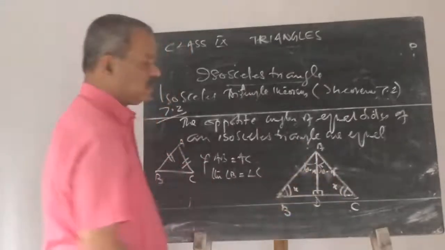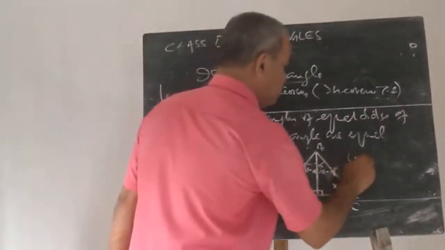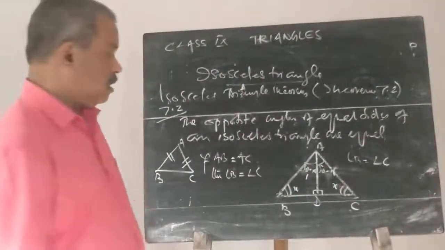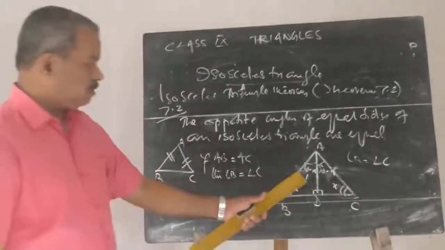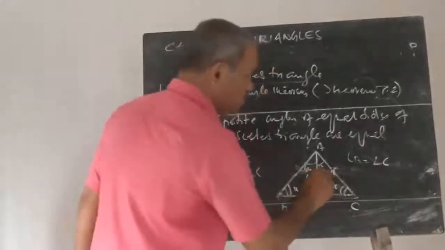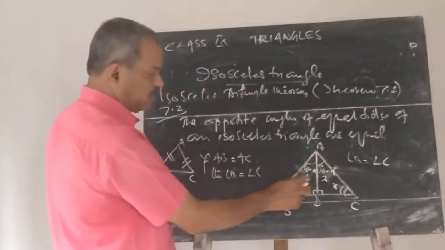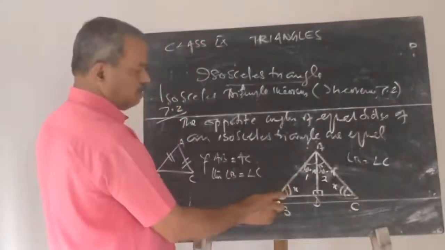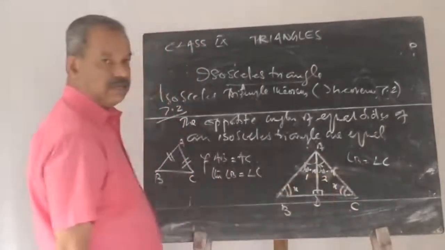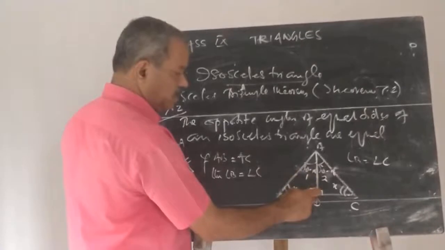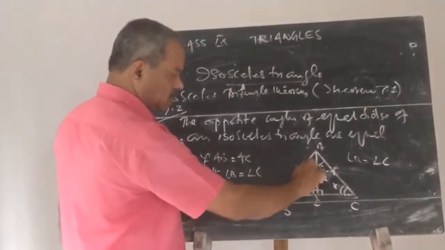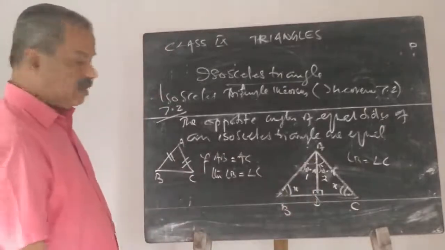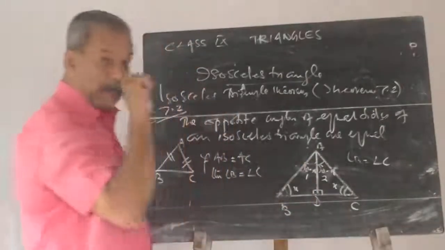Angle B equals angle C, given. Then here angle 1 and angle 2. We are given in the triangle angle B equal to angle C. Suppose angle B equals x, then angle C is also x. Then this is 90, so what is the measure? In a right angle triangle, the sum of the other angles is 90. So if this is x, then this is 90 minus x.